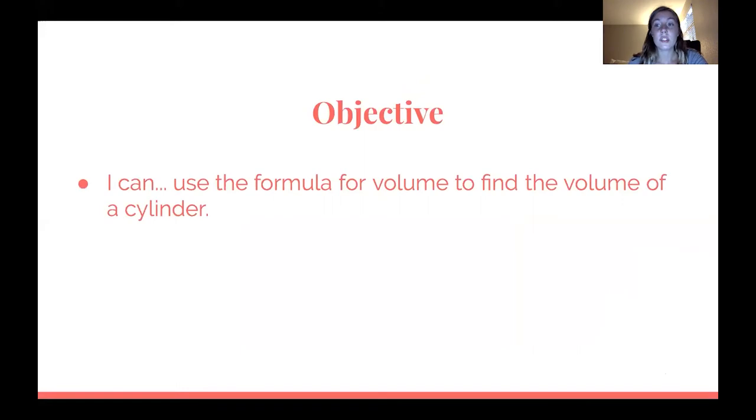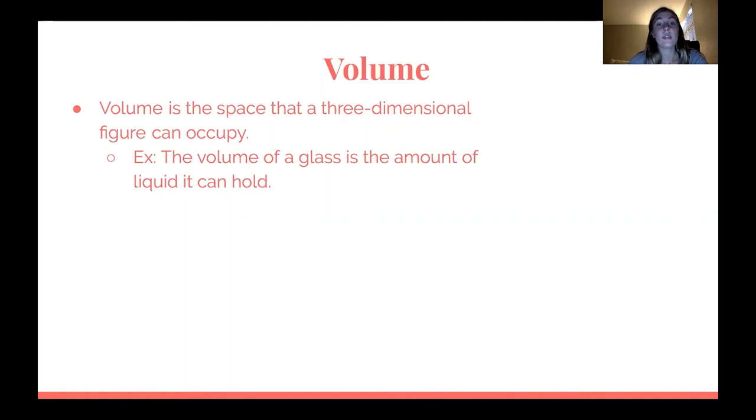So the objective for today is: I can use the formula for volume to find the volume of a cylinder. Like I said, we're going to touch on what volume is, look at two different 3D shapes, and also be finding the volume in word problems too. So what is volume?